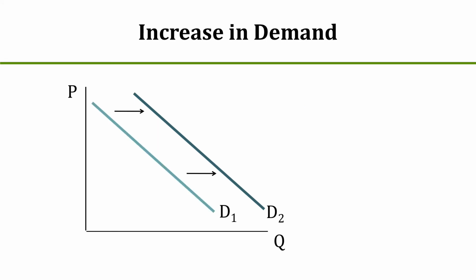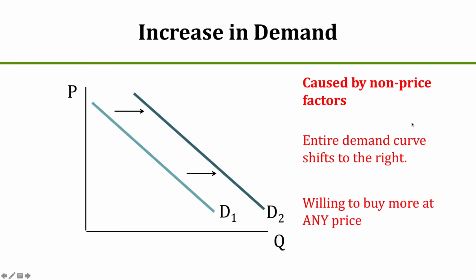Increase in demand. We covered this part a little bit before. When the demand increases, it needs to shift to right or up. Same meaning. And this happens because of the non-price factors, or change in non-price factors. The entire demand curve here is shifting to right, and consumers are willing to buy more at any price level, or all price levels.